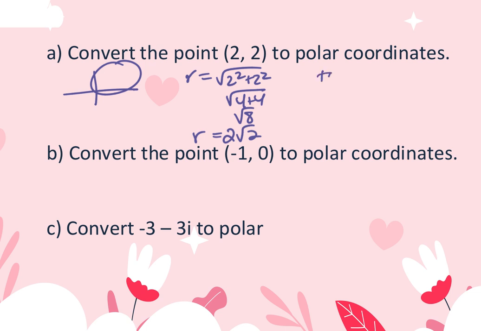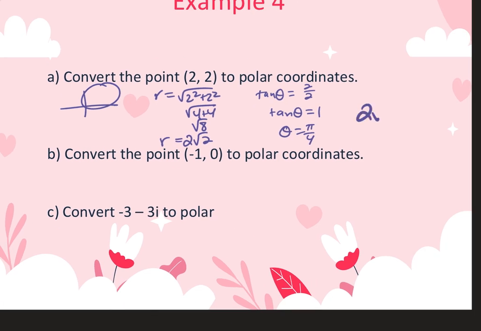And then tan of theta equals 2 over 2. Tan of theta is 1. So where in my first quadrant is tangent 1? Pi over 4. So 2 root 2, comma, pi over 4 is my polar coordinate.